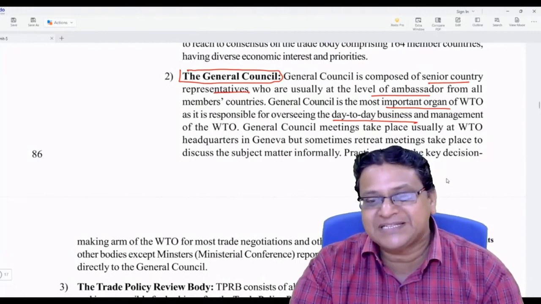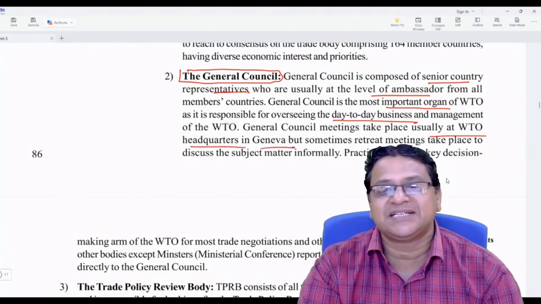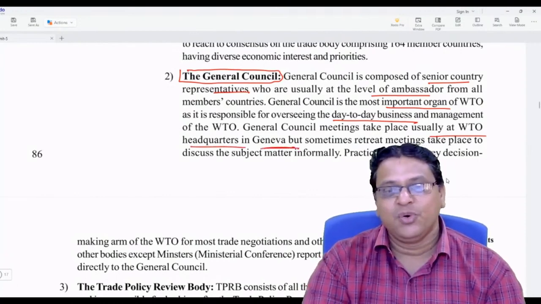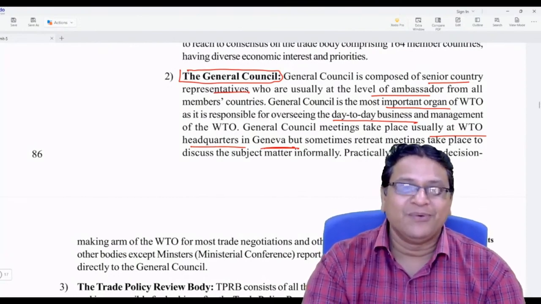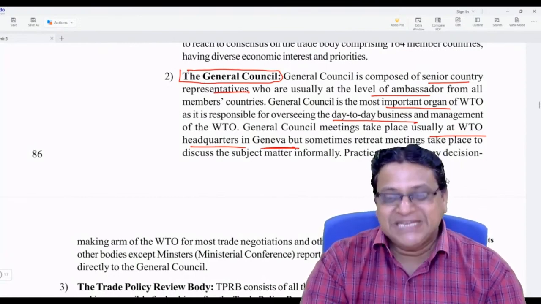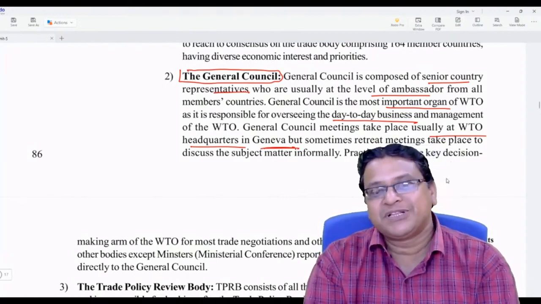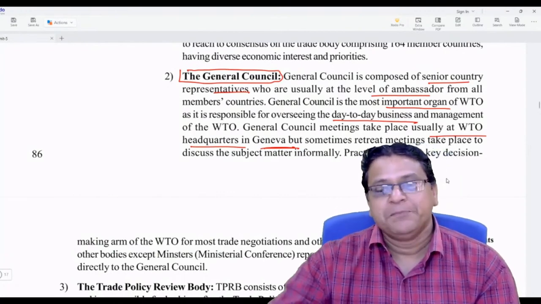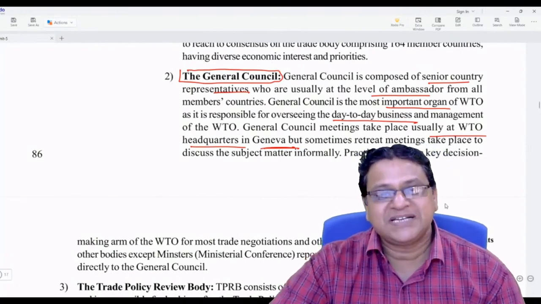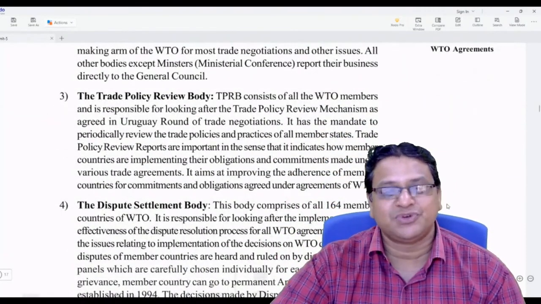General council meetings take place at the WTO headquarters, which is situated at Geneva. So the key decision making body of WTO is the general council. The ministerial conference frames strategic decisions, but the operational decisions are generally made by the general council. Beyond the ministerial conference and general council, there are certain other bodies which constitute WTO.